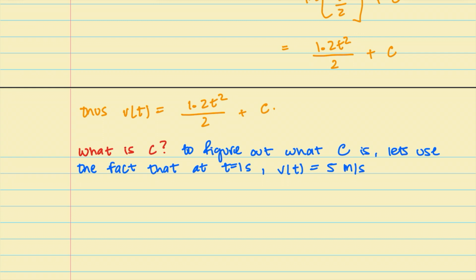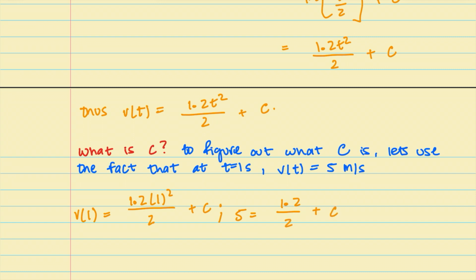And so plugging these conditions into the equation that we formulated, we'll end up with v of t, which in our case is 1, equal to 1.2 times t squared, which is 1 squared, divided by 2, plus c. Simplifying this, we know that at t equals 1, the velocity is 5, which is equal to 1.2 divided by 2 plus c.